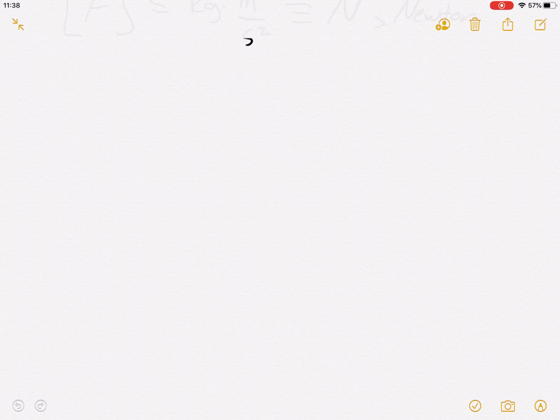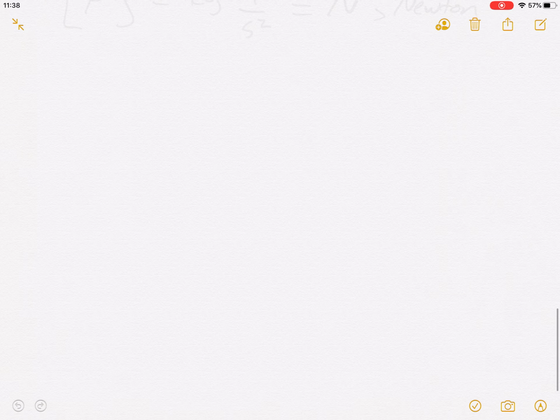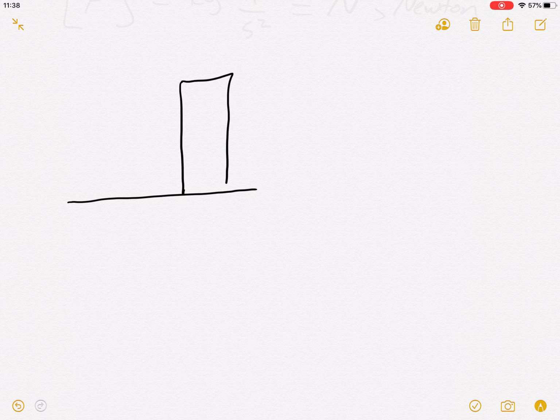So I said that the motion of an object depends on the forces just on that object. So let me draw a situation here. Let's say we have a filing cabinet. And let's say I'm trying to move that filing cabinet. So I've got my hands on that thing and I'm putting my weight into it.